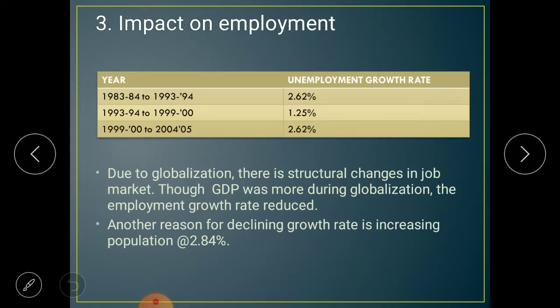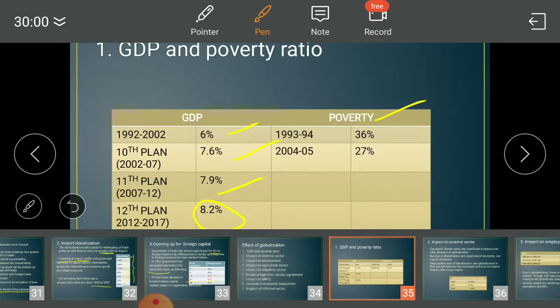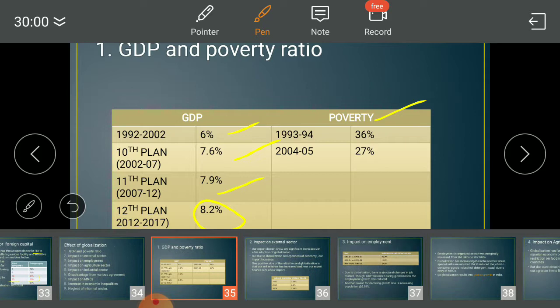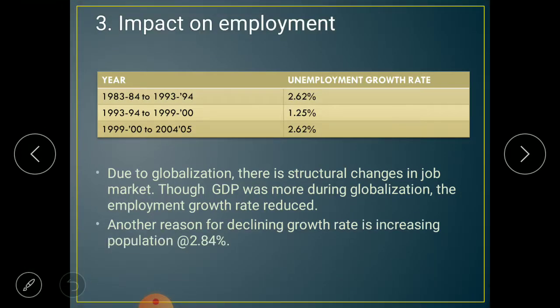Then impact on employment. See, due to LPG policy, what scenario we have found in India? In the first effect, we have seen that poverty reduces, and poverty and employment has a direct relation. If employment increases, then poverty reduces, and if employment reduces, then poverty increases. If we talk about the figures, then it is given over here.